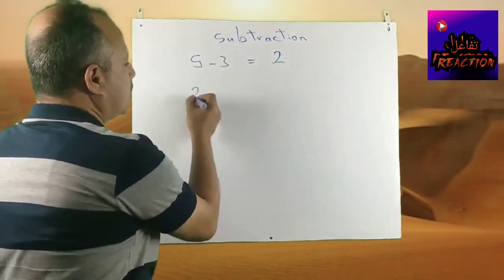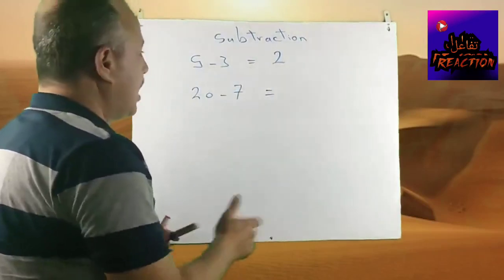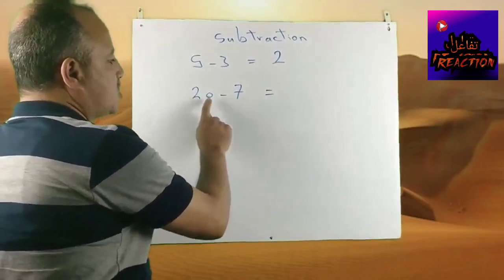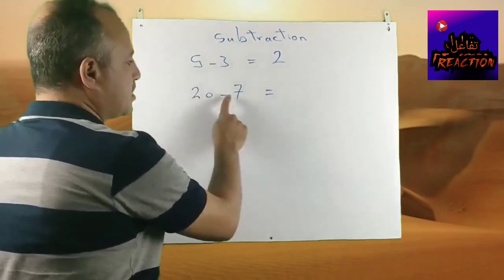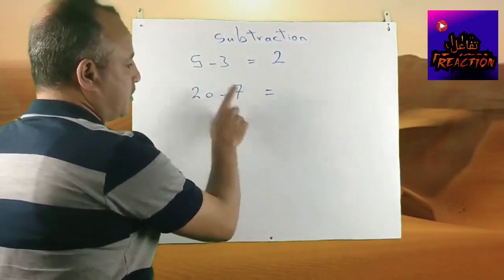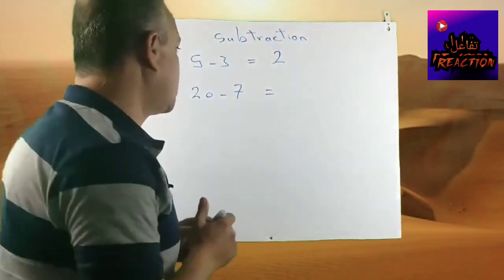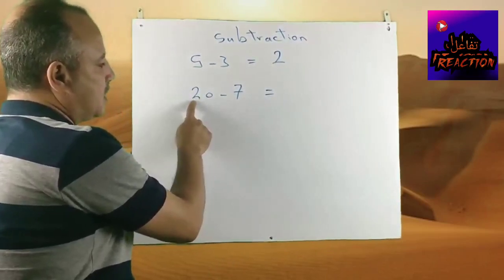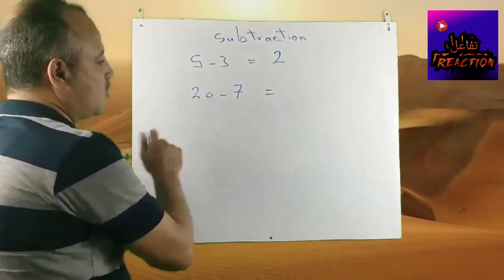Another example, 20 minus 7 equals. How do you solve this? Take care. You subtract units minus units and tens minus tens. We don't have tens here, so we suppose we have 0 in the tens. 0 minus 7. We cannot subtract 0 minus 7 because 0 is less than 7. So this 0 has to borrow from the next tens. This 0 will borrow from 2.